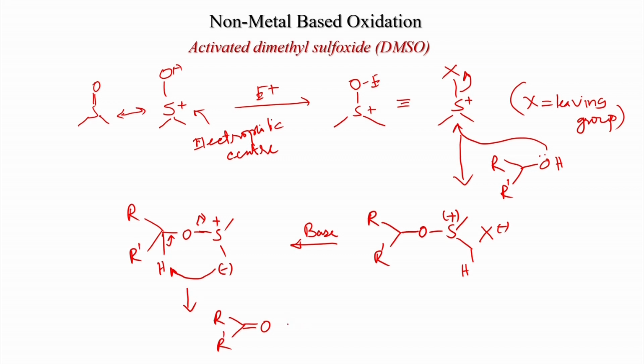ketone, and you get DMS. So, dimethyl sulfoxide ultimately is going to dimethyl sulfide. So, it is getting reduced, and if you consider carefully, this alcohol OH actually here it is reacting as a nucleophile, and so the main strategy is that you generate this electrophilic species.